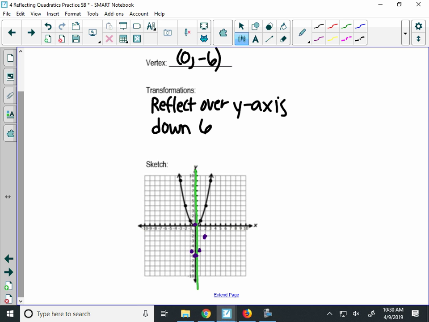So when you do that, right here, you should get a parabola that looks like the purple one there. And that would be your equation.